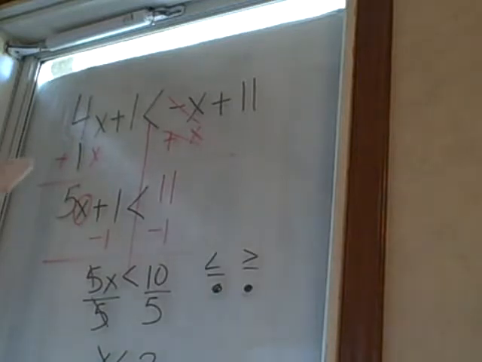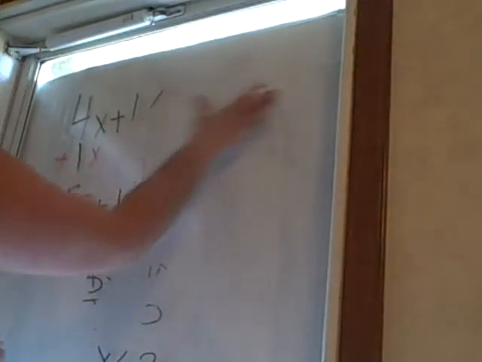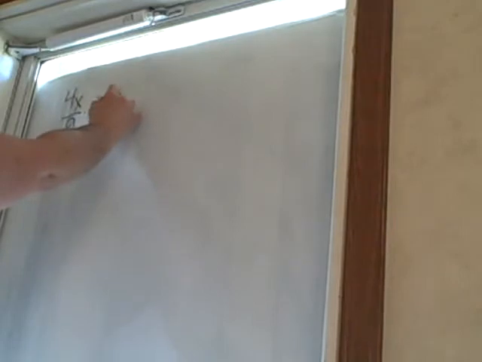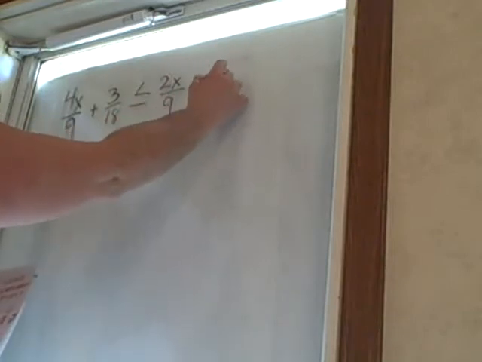Let's look at a second example. This example involves fractions. And a lot of people, when they see fractions, get kind of nervous. So if you're one of those people, I hope this example will help you get over that nervousness. We have 4x over 9 plus 3 over 18 is less than or equal to 2x over 9 minus 5 over 18.